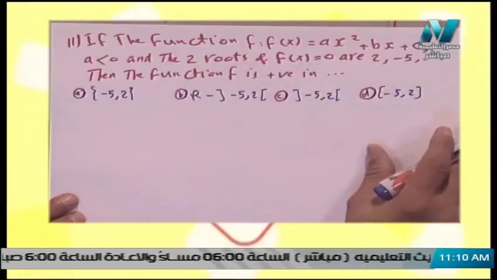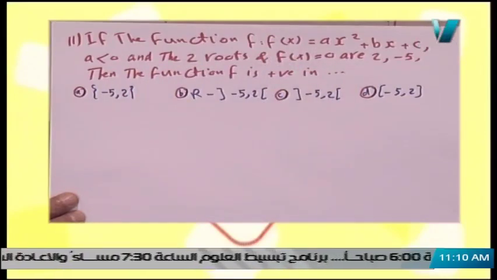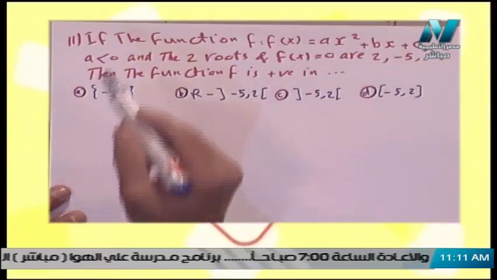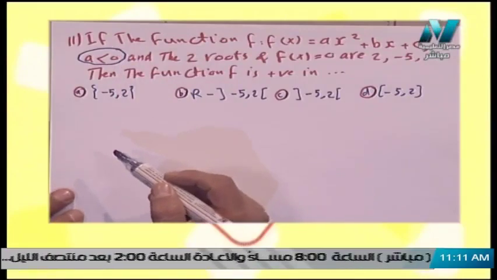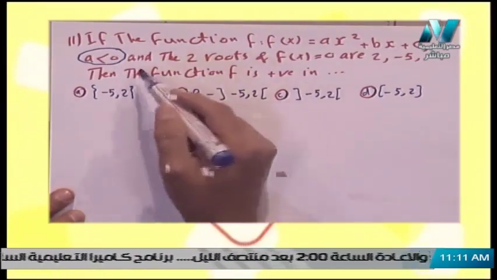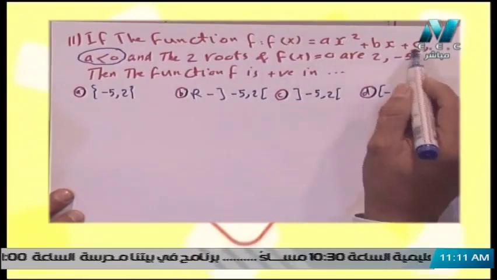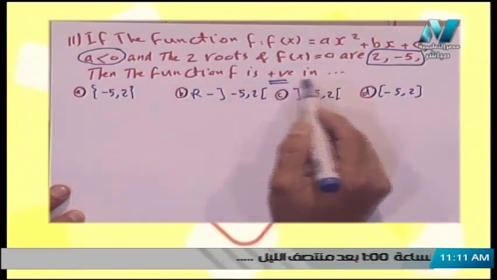Let's move to another question. We have another question here, number 11 for you. If the function f(x) equals a x power 2 plus bx plus c and a less than 0, a less than 0 means a is negative. And the two roots of f(x) equals 0 are 2 and negative 2. Then the function f is positive in what interval?